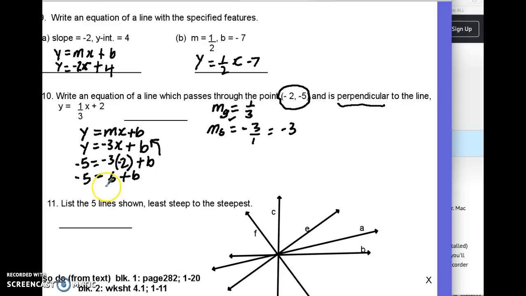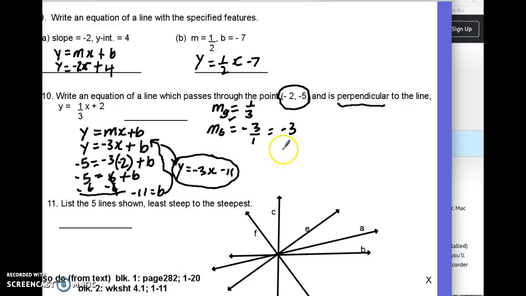Now how do we get b? We subtract 6 from the right and also from the left. So that's gone. Negative 5 minus 6, negative 11 is equal to b. So now we can plug this in here and rewrite this equation as y equals negative 3x minus 11. This is the equation we seek. Okay?